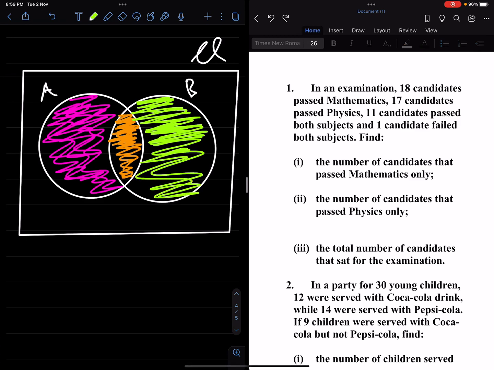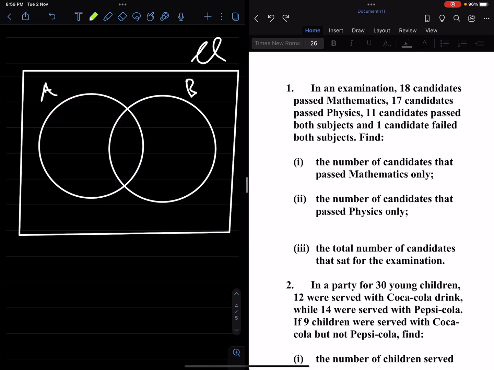So if we want to represent this in set notation, I want to use set notation to represent those parts. This place is only math, that's A intersection B complement. This place is both math and English, so it is A intersection B. And this place is only English, so I'm going to write it in set notation as A complement intersection B, because it is only English.